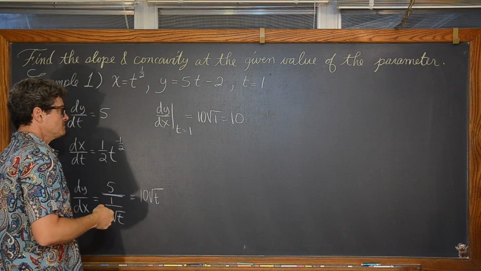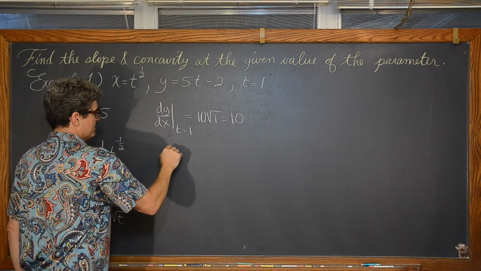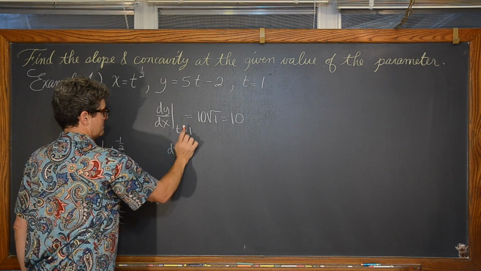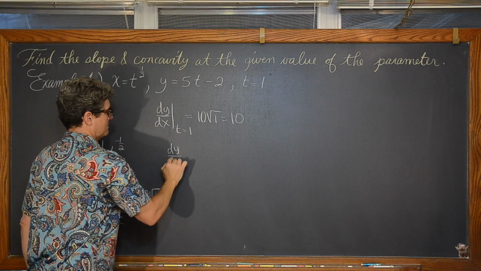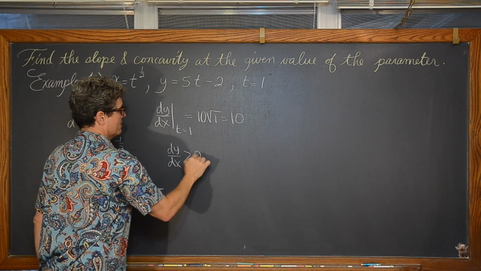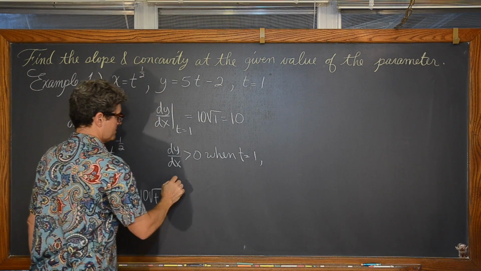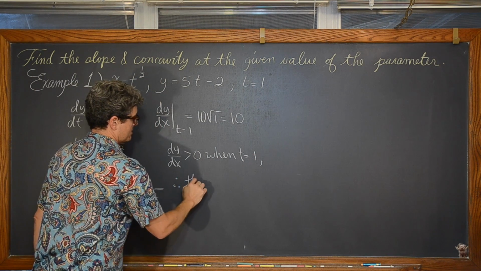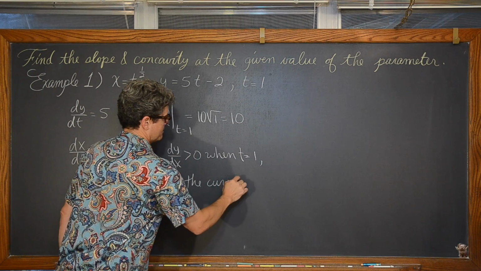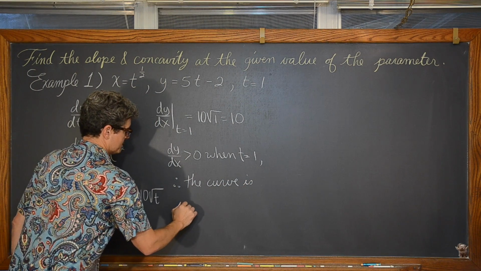So our first derivative is greater than 0 when t equals 1. Therefore, the curve is increasing.